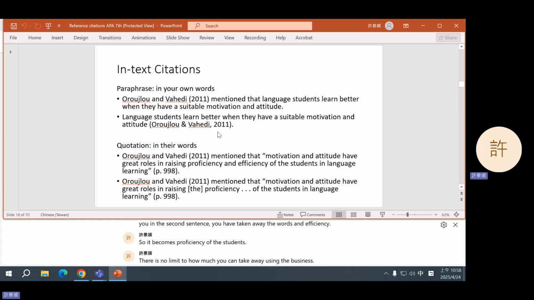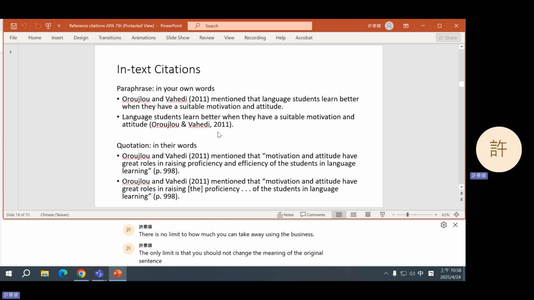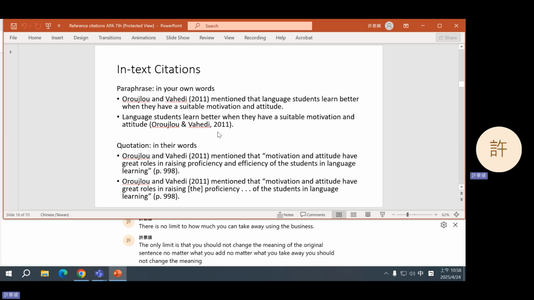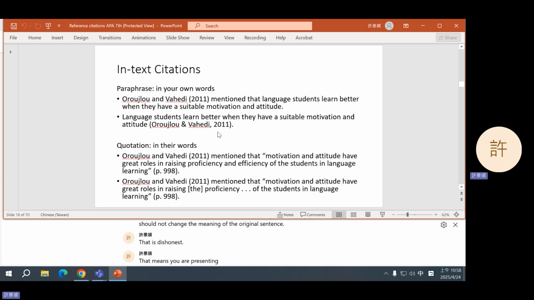There is no limit to how much you can take away using ellipsis. The only limit is that you should not change the meaning of the original sentence. No matter what you add, no matter what you take away, you should not change the meaning of the original sentence. That is dishonest. That means you are presenting a false picture of what that person said.